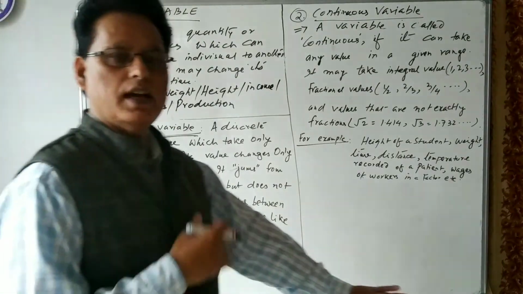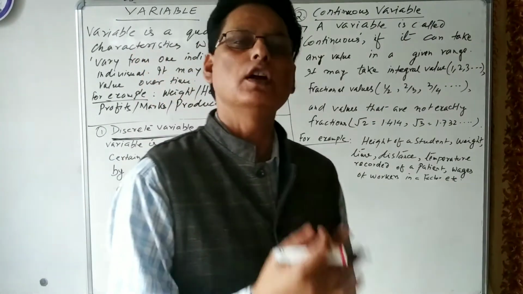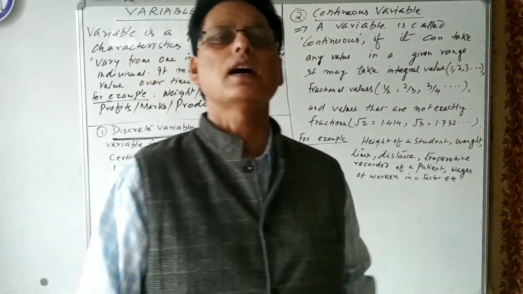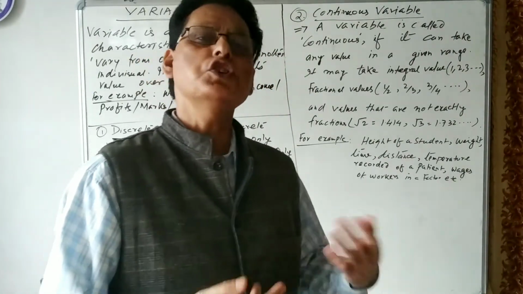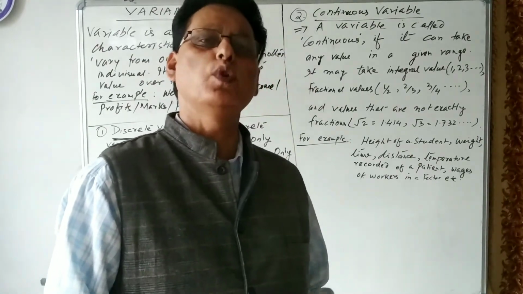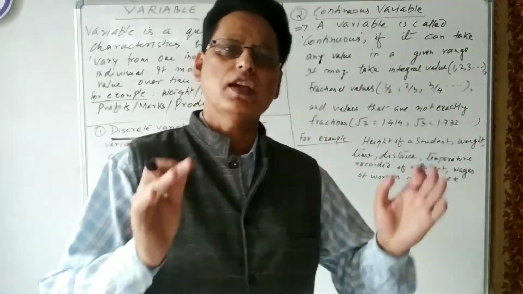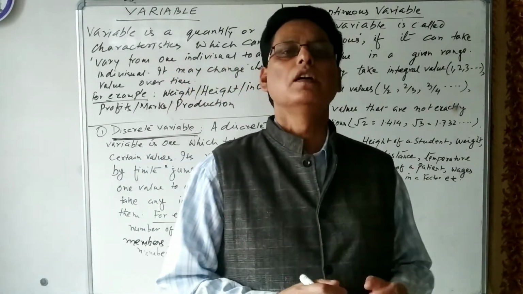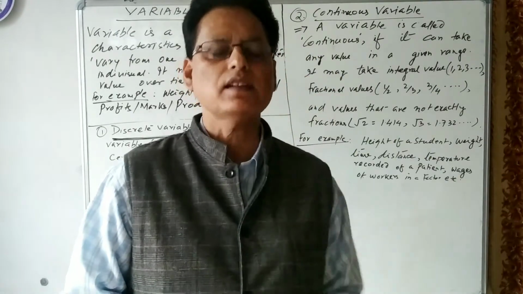Discrete variables, I told you, are expressed in terms of whole numbers, and the whole number jumps from one to another: 1, 2, 3, 4, 5, 6. These are whole numbers. But there is also the continuous variable. Continuous variables are variables which can take any value within a range. Any value means it can take an integral value, a fractional value, or a value which is not an exact fraction.